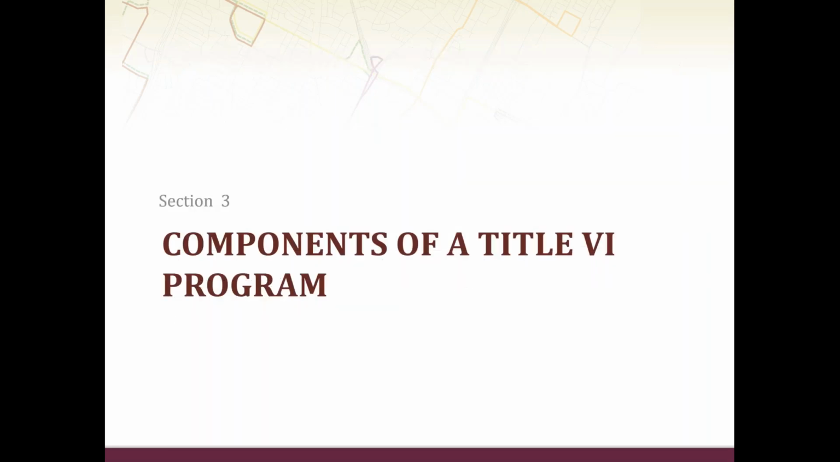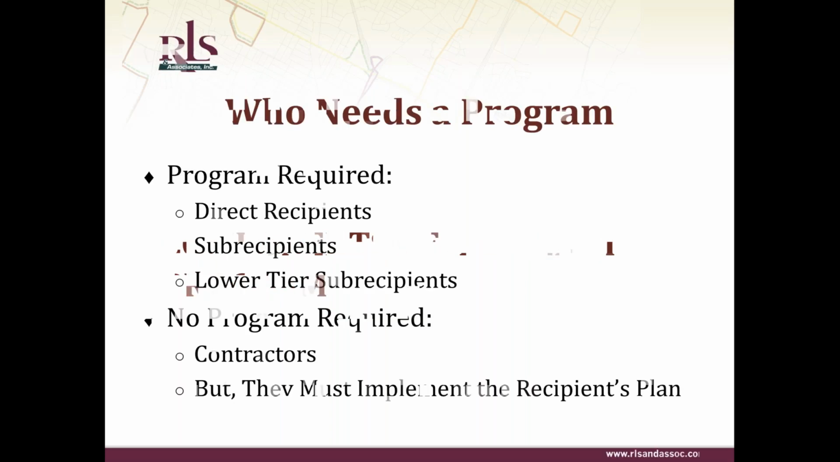So moving on, we can look at the components of a Title VI program. A program, as we were just saying, is required for direct recipients, subrecipients, lower tier subrecipients. Again, anybody who's receiving money from FTA. No program is required for contractors, but they are again responsible for implementing the recipient's plan.